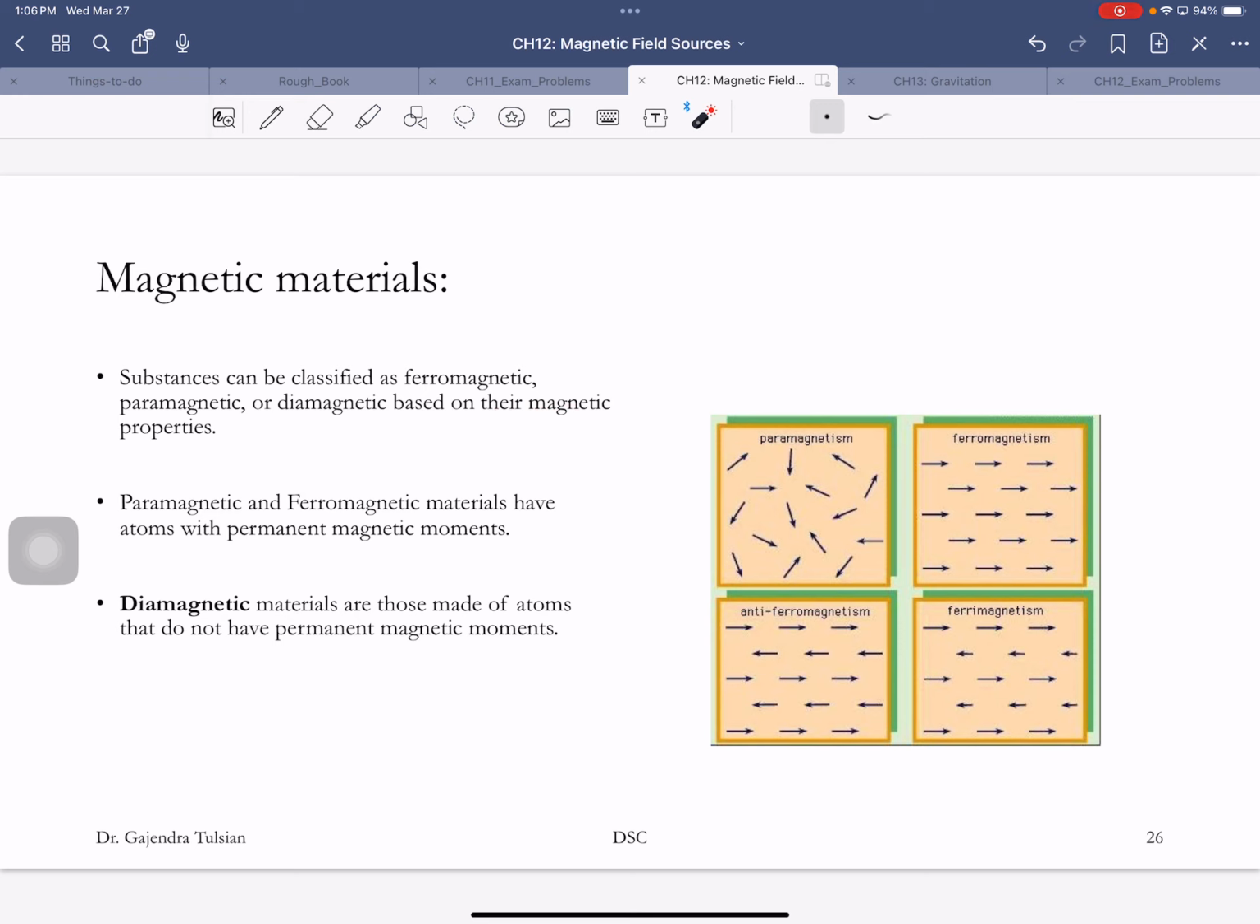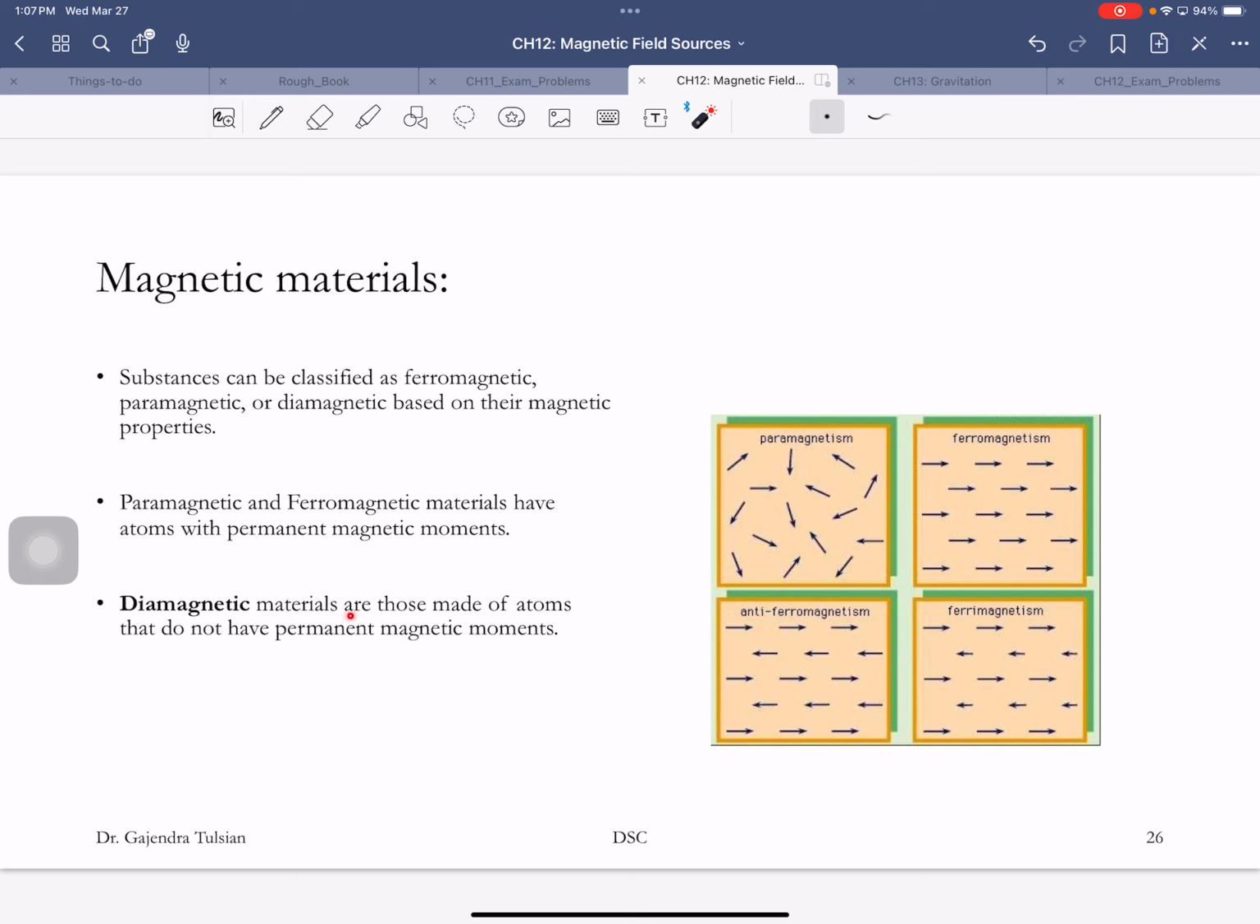Paramagnetic and ferromagnetic materials have atoms with permanent magnetic moments. So these materials, their atoms have magnetic moments. Here's paramagnetic, here's ferromagnetic. This is anti-ferromagnetic. You see, you have domains that have opposite magnetization. And again, these are specialized. In ferrimagnetism, the opposite is smaller than that, so there's a net magnetization in this direction.